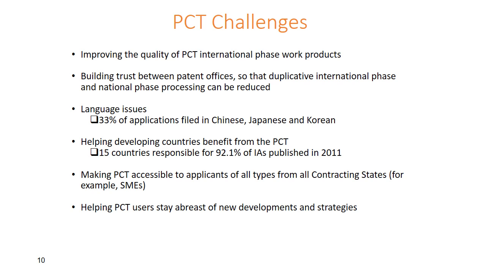The next thing will be helping the developing countries benefit from the PCT. So 15 countries are responsible for 92% of IAs published in 2011. And then making the PCT accessible to the applicants, all the types of contracting states are available, for example, SMEs. And the last thing will be helping the PCT users to stay abreast of new developments and strategies. So these are the main challenges of PCT.